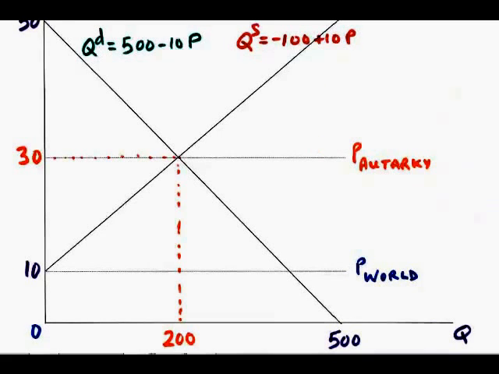Here's the analysis. You notice the domestic price when there's no trade, p equals 30. And the quantity, if you plug 30 into the demand and supply equations, 10 times 30 is 300, minus 100 is 200, so the quantity is 200.